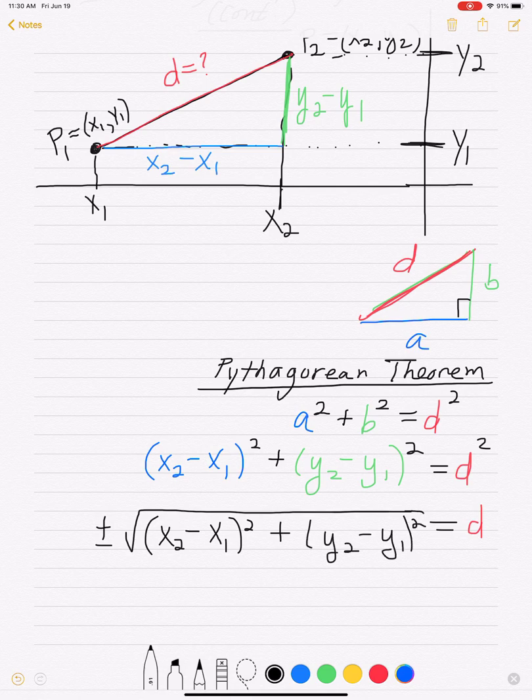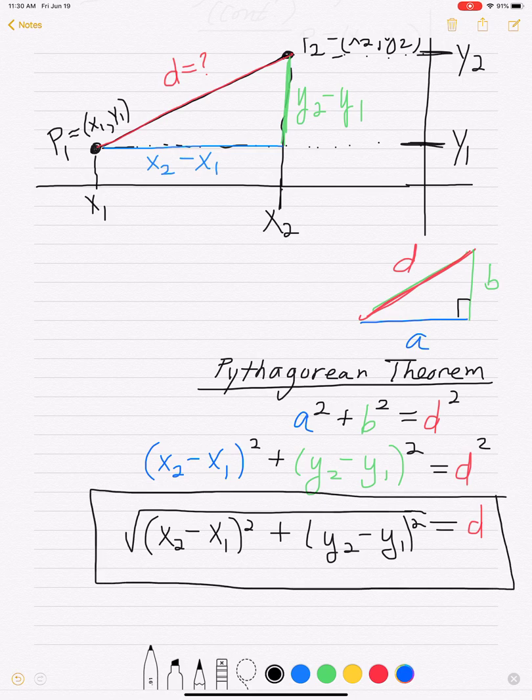But then you think to yourself, remember, distances are never negative. It doesn't make any sense to have a negative distance. So in actuality, you're just going to remove the negative possibility. So you're just going to have a positive square root, so just only one root. You're not going to have a positive root and a negative root, just one root here. So that's going to be your distance formula.